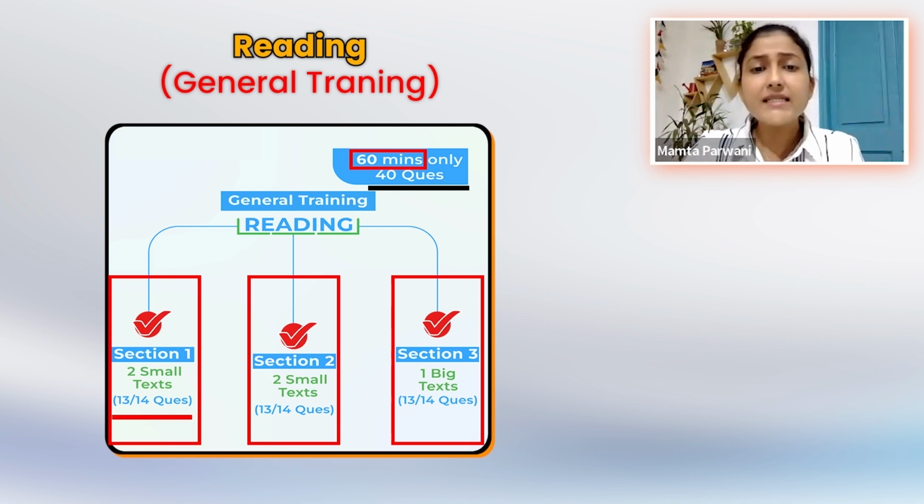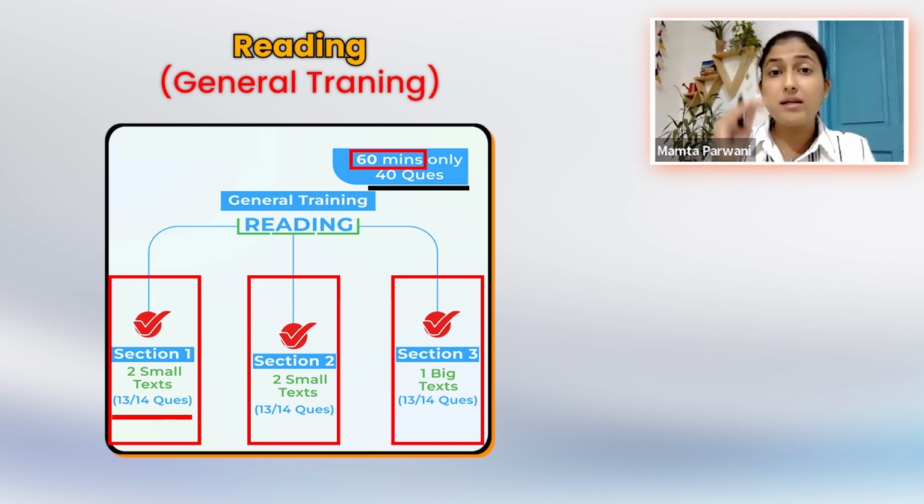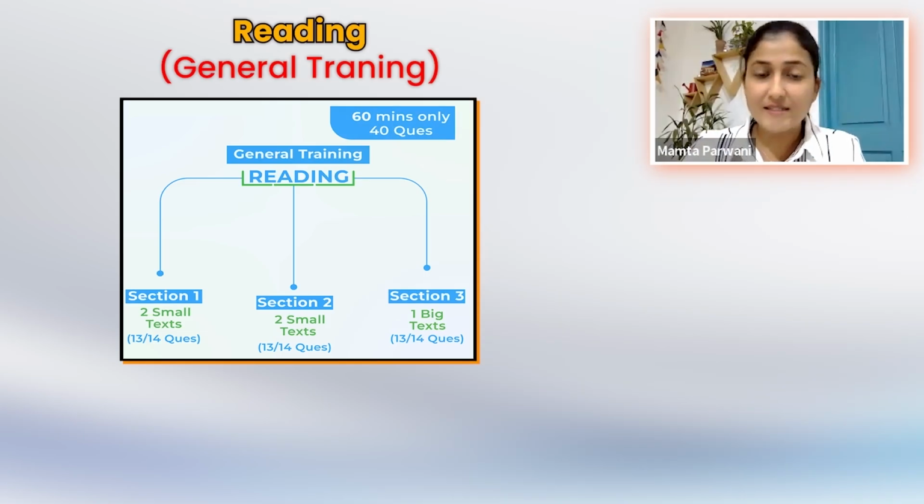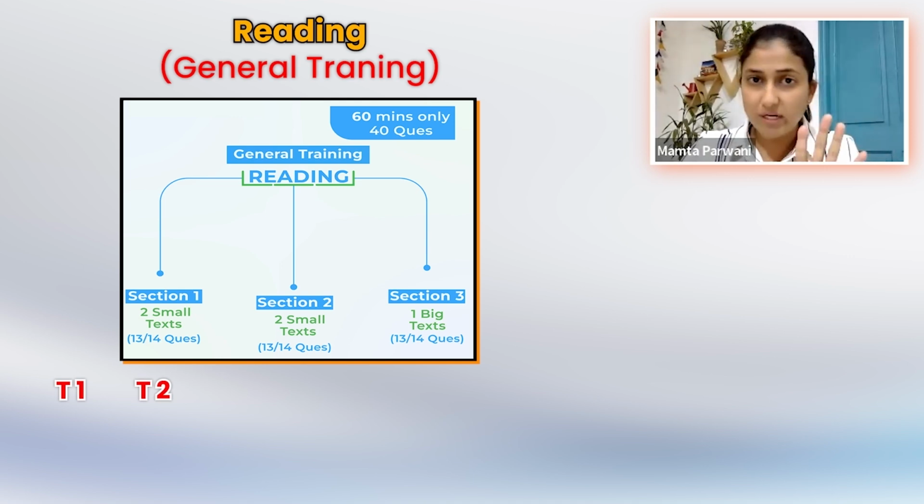In fact, in section 1 and section 2 of general training, we can see that the difficulty level is almost same, but just because the length of the passage is small, it becomes easier to solve, right? So how are questions divided? Well, in section 1, we know that there are 2 small passages, okay? So let's say text 1 and text 2. Section 1 should have 13 to 14 questions, right? So they are also equally divided.